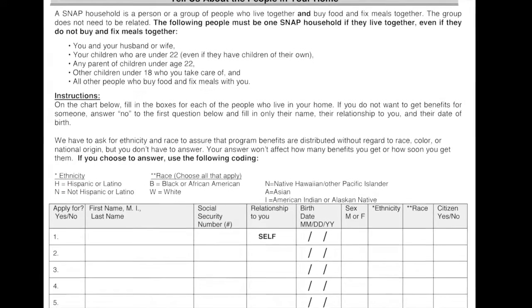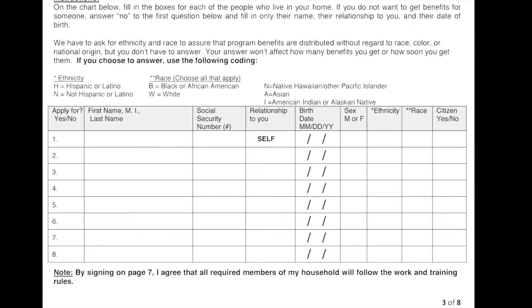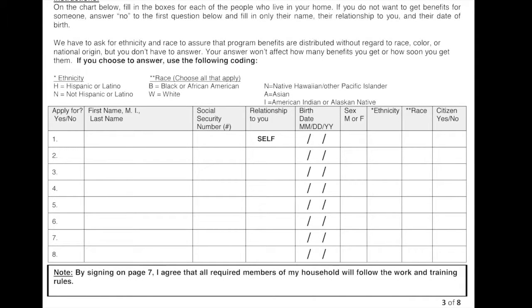Please note that at the bottom of page 3, there is important information which states that all members of the household applying for the SNAP benefits agree to follow all work and training rules. This refers to a recent change in the law. In some counties in Kentucky, a special SNAP rule is applied to able-bodied adults that do not have dependents. An older adult or disabled individual will not fall under these work or training rules.